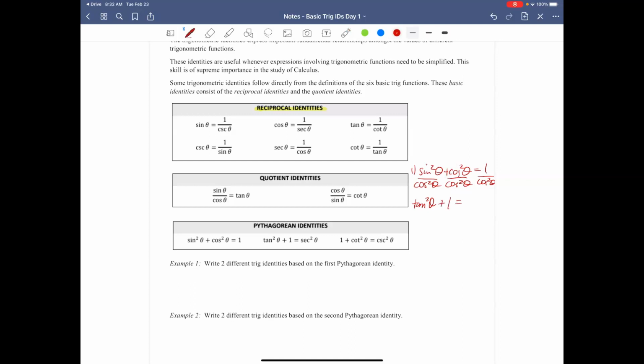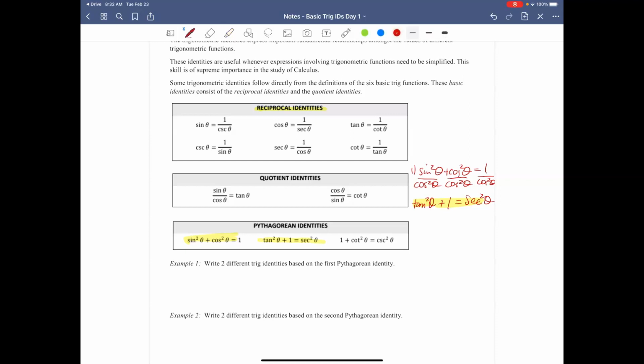And then 1 over cosine squared, we know that 1 over cosine is secant, and so therefore 1 over cosine squared is going to be secant squared of theta. And so what you can see is that this new identity that I found by dividing by cosine squared to this first identity right here matches up with this one here.